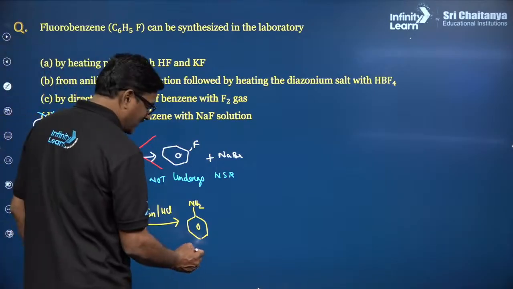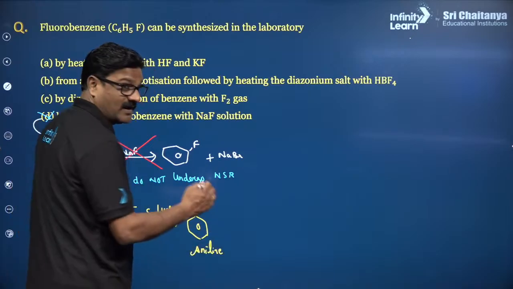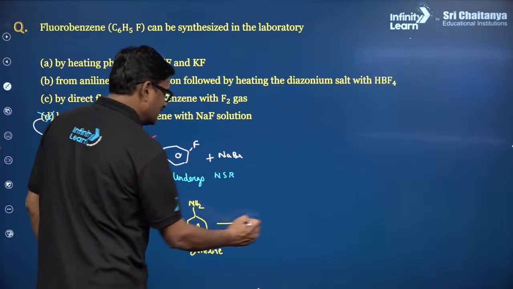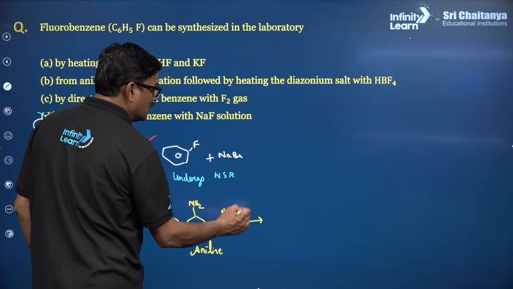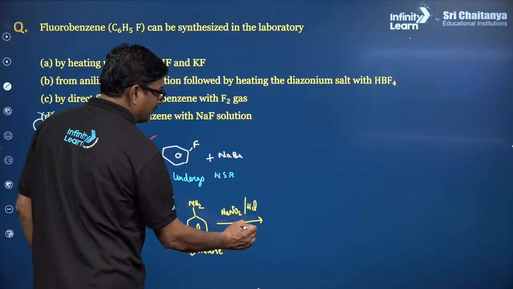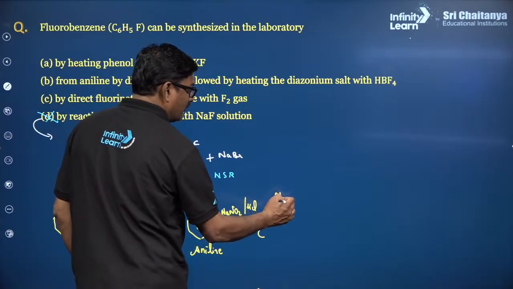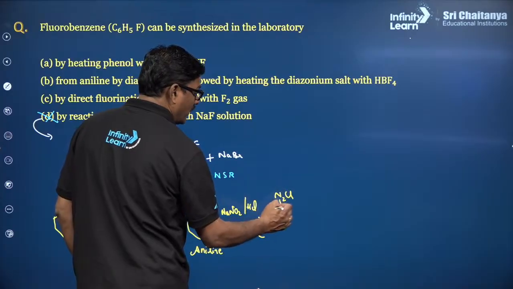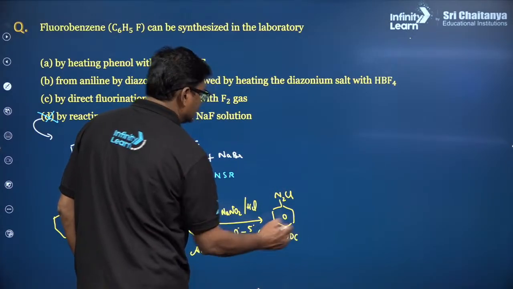Now this aniline, can you see, son? Yes. Subject it to diazotization with NaNO2 and HCl at 0 to 5 degrees centigrade. So you're going to get benzene diazonium chloride. This is what is a BDC.